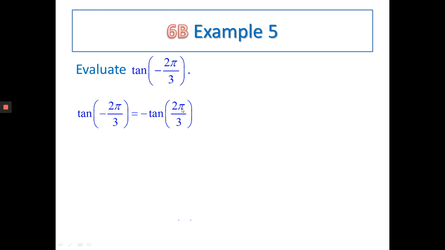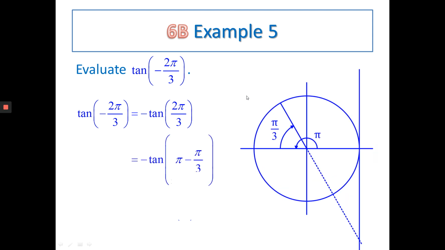We now need to express 2 pi on 3 as pi minus pi on 3. Okay, so what does pi minus pi on 3 look like? Well, you start at 0, and then you go all the way to pi, which is on the left on the negative x-axis. Then you go backwards by pi on 3.